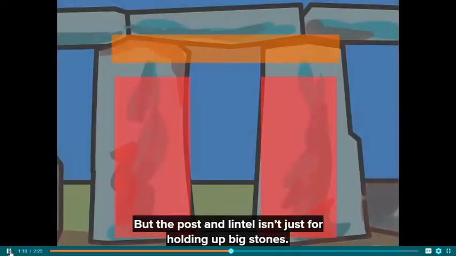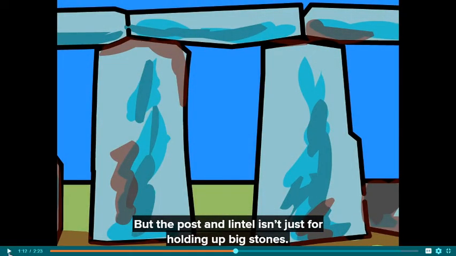But the post and lintel isn't just for holding up big stones. So that concept of support is also very important. If our foundation is not supportive enough, then obviously our structure will fall. We talked a little bit in the video about those two concepts of force, which are compression and tension. Think about that as we continue watching the video.